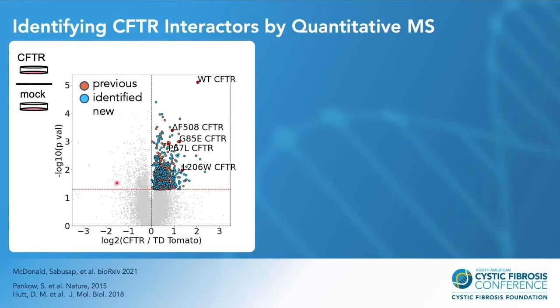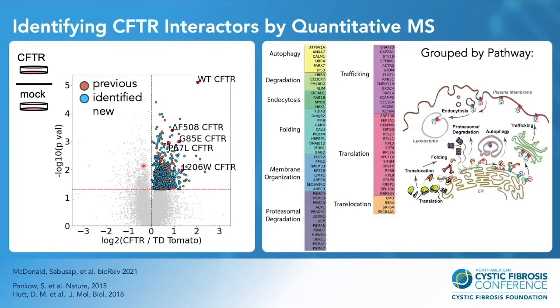So next we grouped the CFTR interactors by particular proteostasis pathways, and we also looked at the overlap with prior CFTR interactome studies. And importantly, here we found comparable overlap, and we identified many of the core factors with validated roles in CFTR processing and function. So some of these I've highlighted here with red arrows.